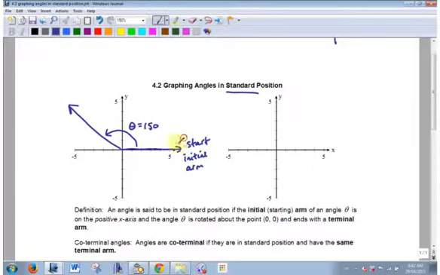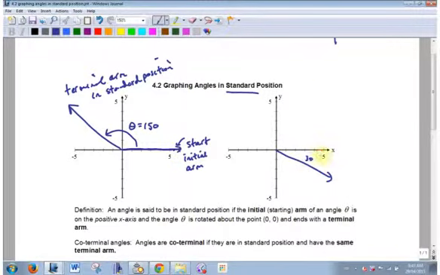So it starts here. The positive x-axis, that's the initial arm. It rotates over to there. This is what we call the terminal arm in standard position. Okay? Wherever it is, it's in standard position because we started here and we're always going to start there. So like I said, it's kind of redundant.